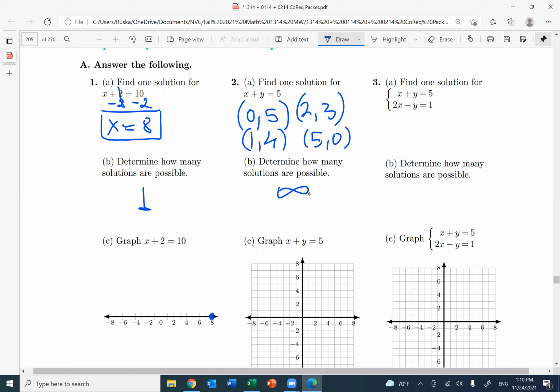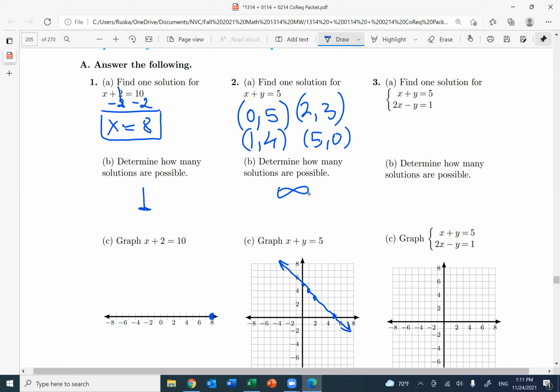So let's graph the line. I'm going to graph 2 or 3 points. So I have 0, 5. It's here. Then I have 1 and 4, 2 and 3, and go all the way to 5, 0. And this is the straight line which continues both ways, forever. So there are infinitely many solutions, right? The graph is a straight line.